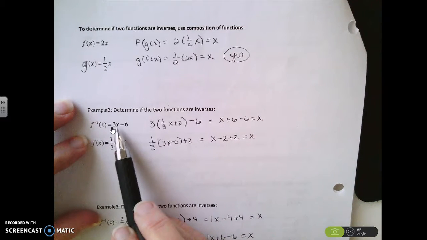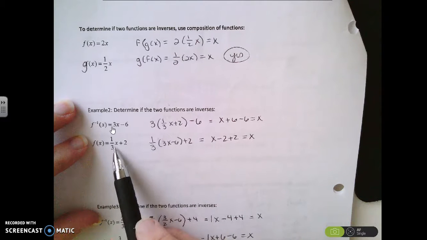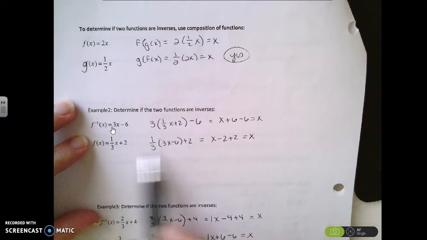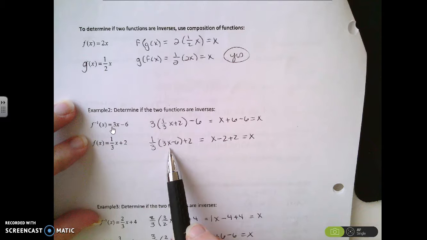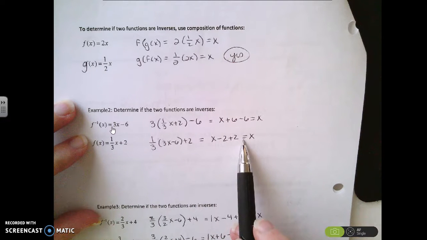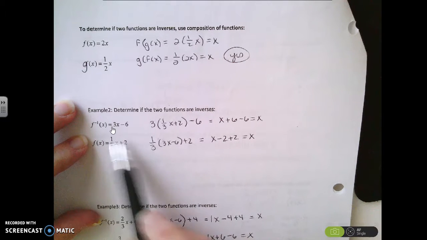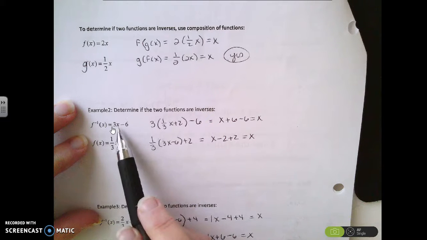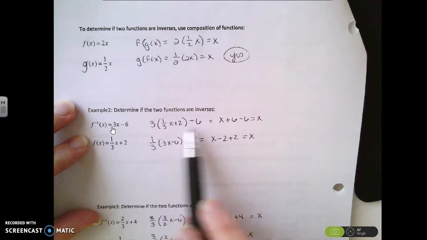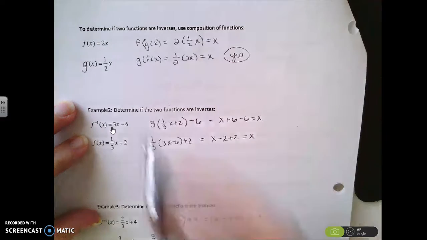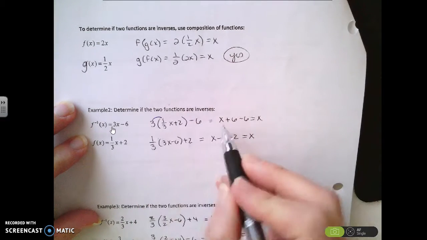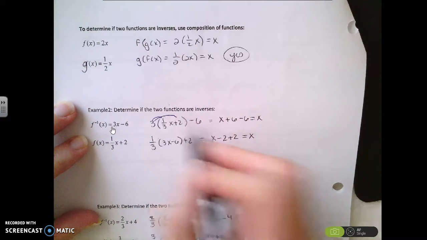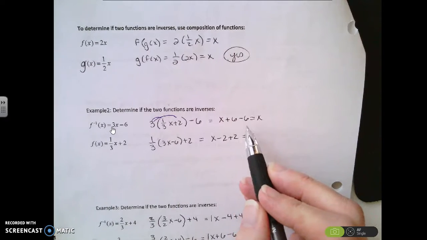Here's another example. I took the 3x and I substituted it into the second equation. And when I do that, I end up with x. Or I could take the second function and plug it into the first one, and again, I end up with x. Now I got this by doing 3 times 1/3 and 3 times 2, and then that minus 6 is on the end.